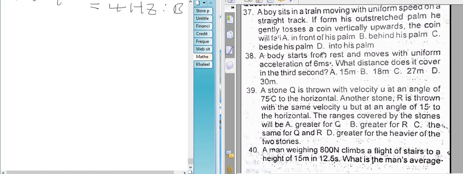Because when it moves in a straight line, the object is expected to fall into his hand, because they are moving with uniform speed, with the same speed. So it cannot overtake or fall down at the back of him. So it will fall into his hand. Therefore, the correct option is option D.